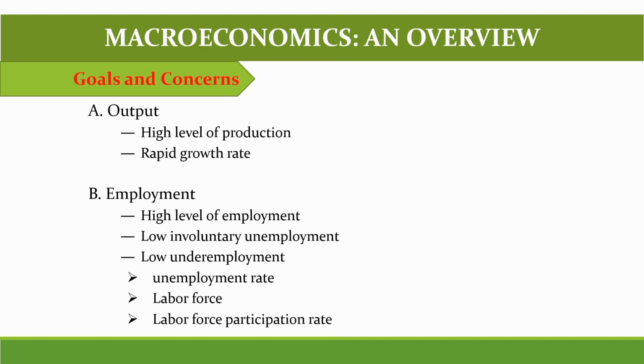There are four areas of concern or goals of the macroeconomy na target ma-achieve. These are output, employment, prices, and international trade. When it comes to output, there must be a high level of production and rapid GDP growth rate. This is to sustain the increasing rate of population. What will happen if GDP growth rate is lower than the population growth rate?